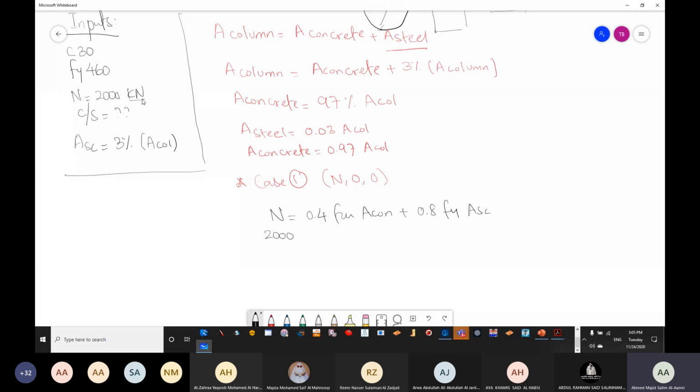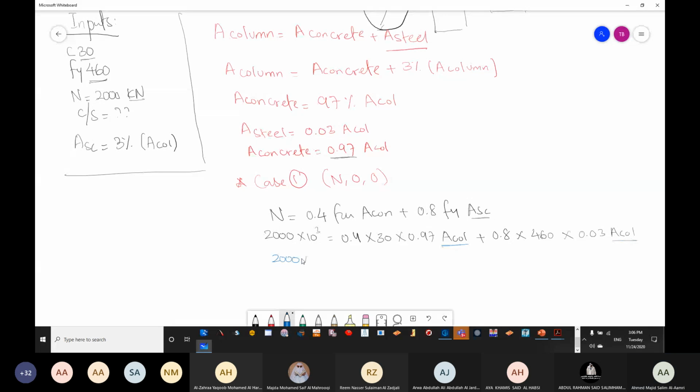In terms of kilonewtons, I'll just multiply it by 10 to the power of 3. So 2000 into 10 to the power of 3, 0.4 into FCU. FCU has been given in the question to be 30. Area of concrete we have calculated as 0.97 area of column, plus 0.8 FY, which is 460, multiplied by area of steel, which is 0.03 area of column. Now you can see we have only one variable, that is area of column.